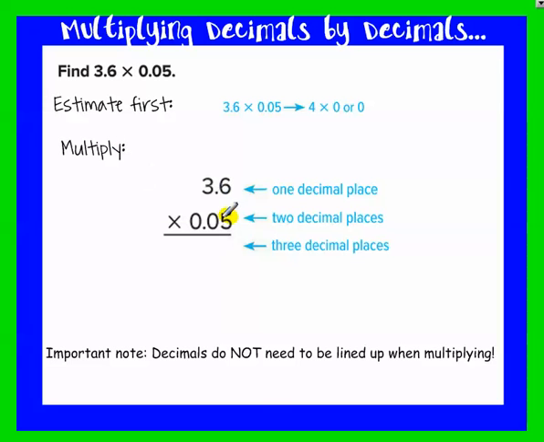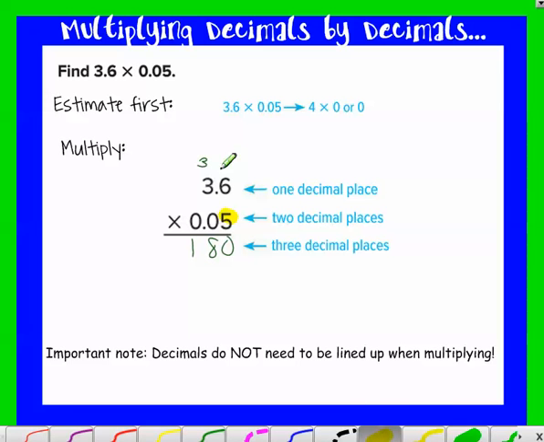So we'll start with 5 times 6, which is 30. Carry the 3. We've got 5 times 3, which is 15, plus 3 would be 18. And then we can look at the fact that we have 1 decimal place in our first number. We have 2 digits to the right of the decimal in the second number. So we will need 3 digits to the right of the decimal in our answer. So we'll start at the right and we'll count over 1, 2, 3.